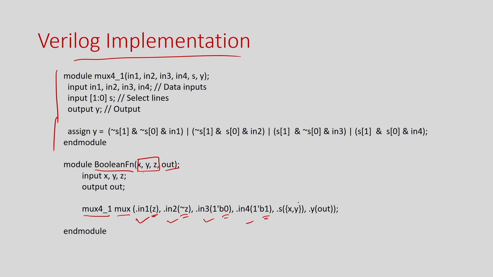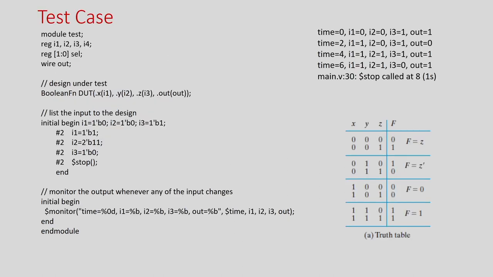And I put a combination of XY, this is the concatenation operation in Verilog. It basically combines the two to XY and that will be put as the select line. And whatever the output of this multiplexer is, that will be my output. Okay. So if I simulate similar kinds of test cases, where I now instantiate this Boolean function instead of the mux, I'm just putting three values, I1, I2, I3 and the output. So initially it was 0, 0 and 1.